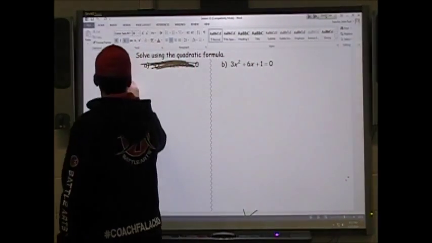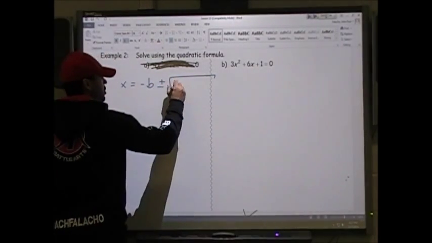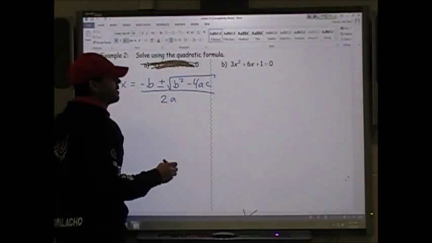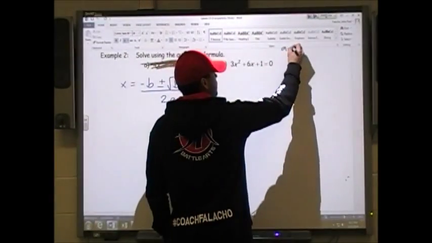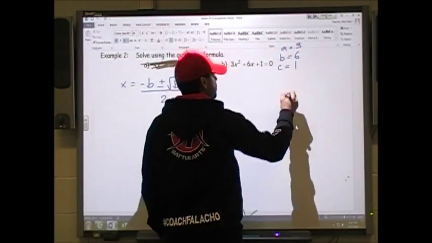But if I take a look at this, I'm going to have to use the quadratic formula. Quadratic formula is x equals negative b plus or minus the square root of b squared minus 4ac all over 2a. And of course, in this one, my a value is 3, my b value is positive 6, and my c value is 1.